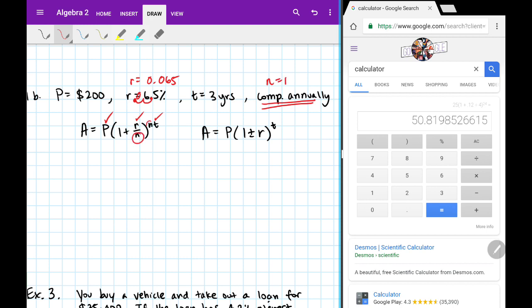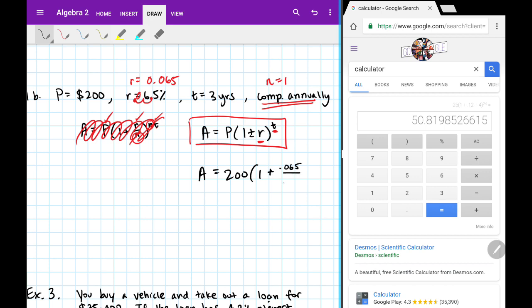So you could use this formula and use n equal to 1, or recognize that r divided by 1 is just r, and 1 times t is just t. Remember, when it says annually, you can just go straight to the second formula. So our formula is going to look like this. A equals P, 200, parentheses 1, it's growing, so we're going to use a plus sign. Our rate is 0.065, to the power of t, 3 years.